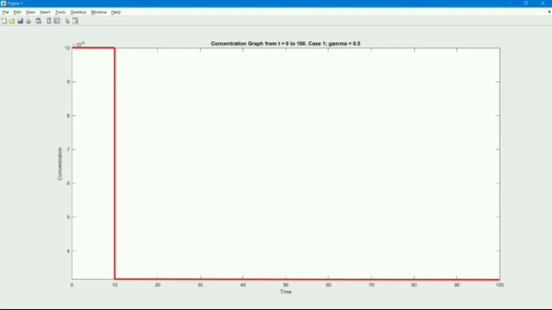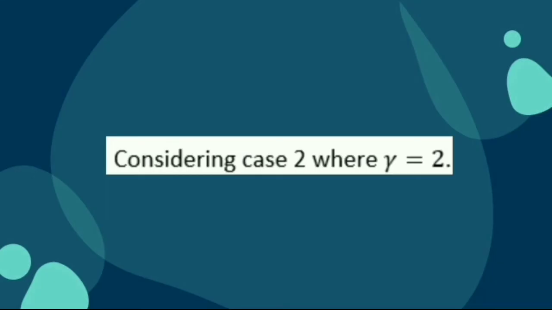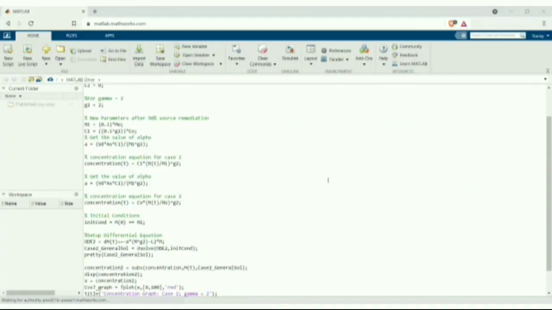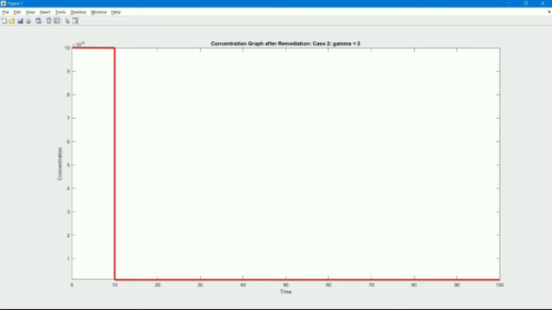It tells us that even if 90% of the source is remediated, the concentration of the contaminants will only be 0 after approximately 17,076 years. Considering case 2 where gamma is equal to 2, we use this code in MATLAB. And this is the graph we get. This tells us that after 90% of the mass is remediated, the concentration will be approximately 9.93 times 10 to the negative 7 kilograms per liter after 100 years.